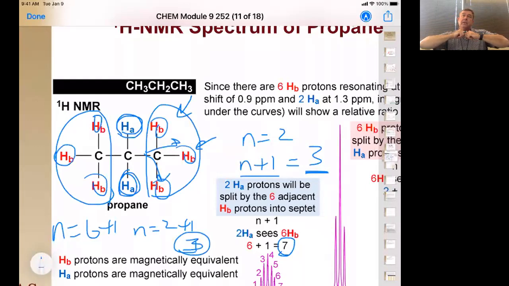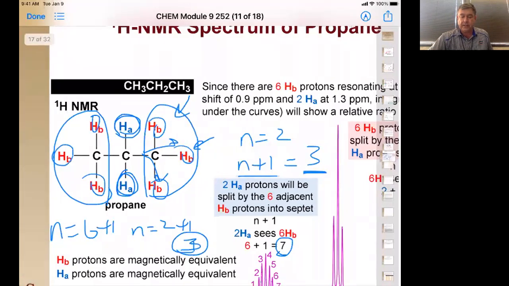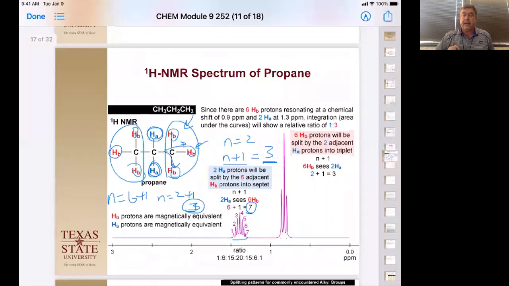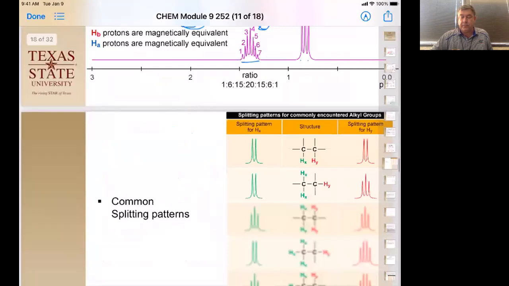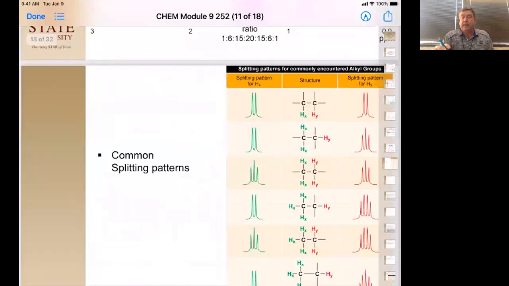I'm looking in the chat box. Okay, good. So it makes sense. That's good. All right, does everybody else get that? So you can do this the hard way, or you can recognize some patterns here. So here's some patterns to look for.